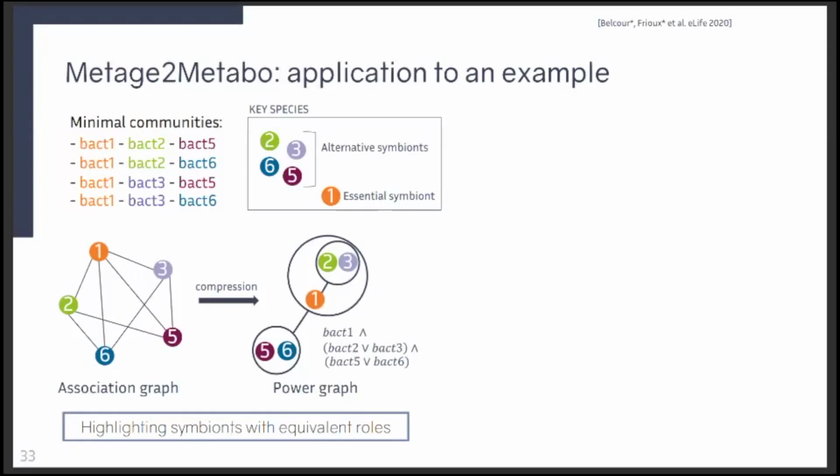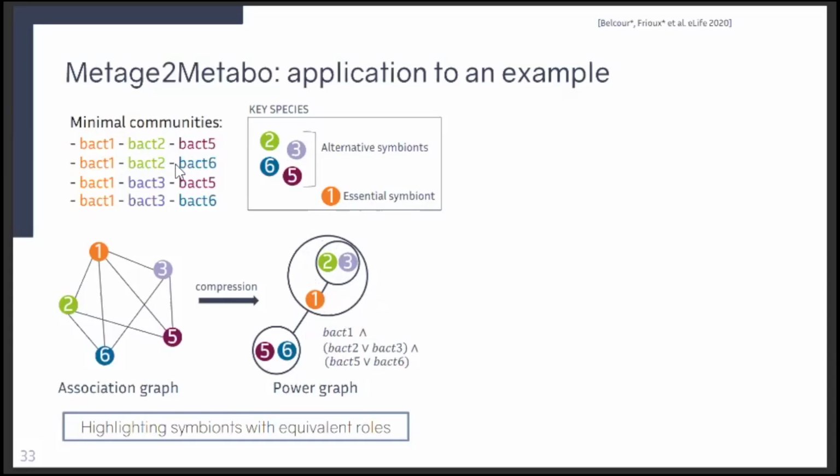So we went a bit further in graph analysis and used graph compression techniques. So here, power graph analysis that enables us to compress specific motifs in a graph and build what I think is a good-looking graph, like this one, in which you can identify groups of nodes that actually have the same role in the communities. So here you see the essential symbiont alone, and you see that you have 2 and 3 that are together in a node, and 5 and 6.